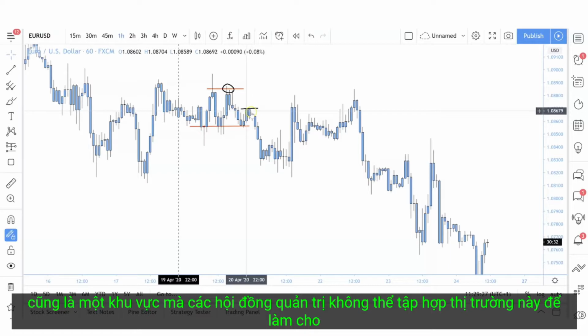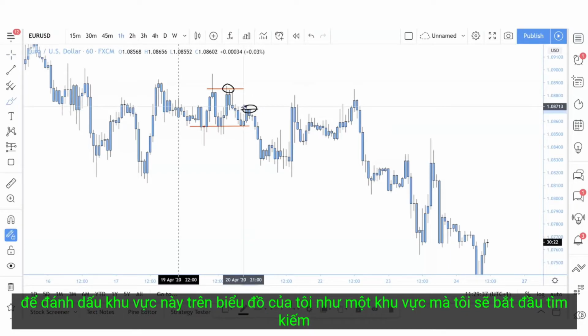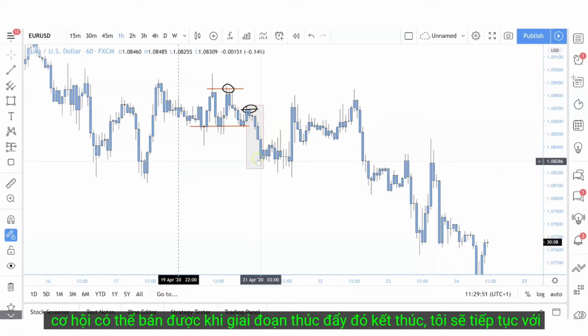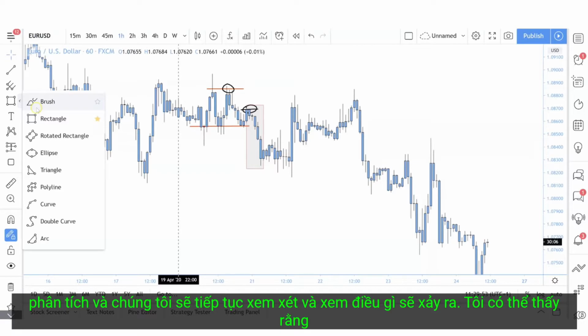So for that reason, I'm going to mark this area on my chart as an area where I'm going to start looking for sellable opportunities on my pattern time frame. I'm going to take that information and simply put a box on it from where I believe there may be sellable opportunities to where that push phase ends. I'll continue with my analysis and we'll continue to look on and see what happens.